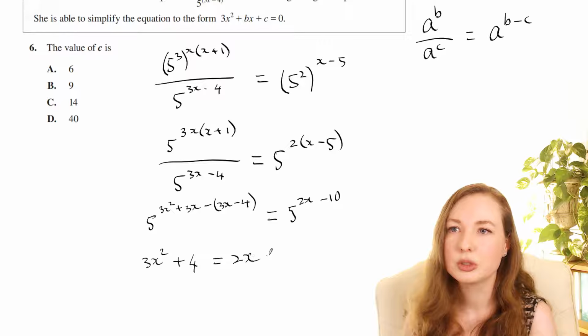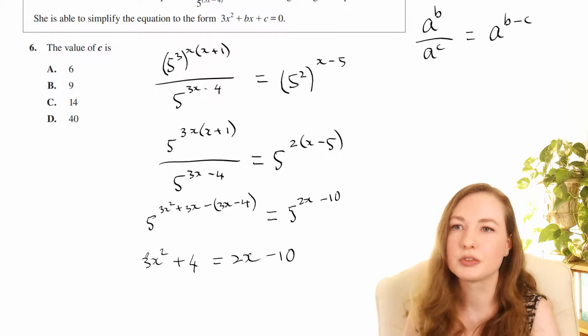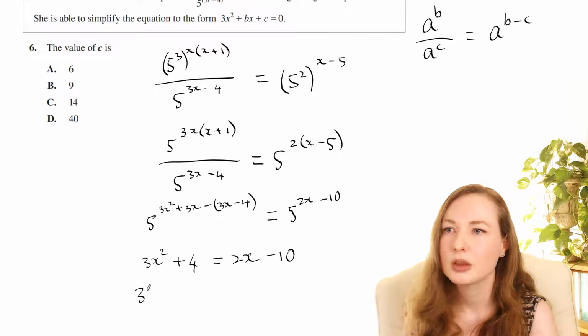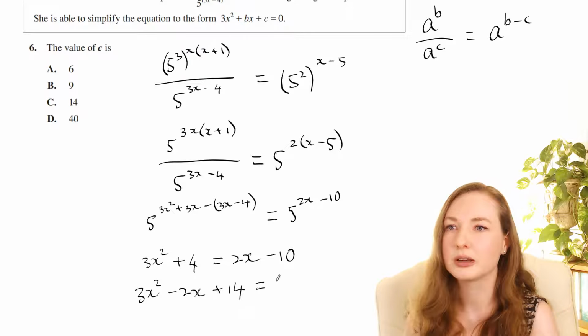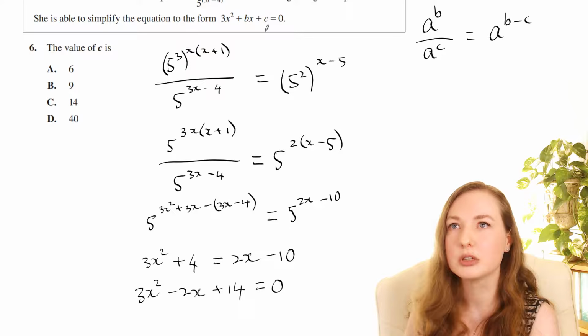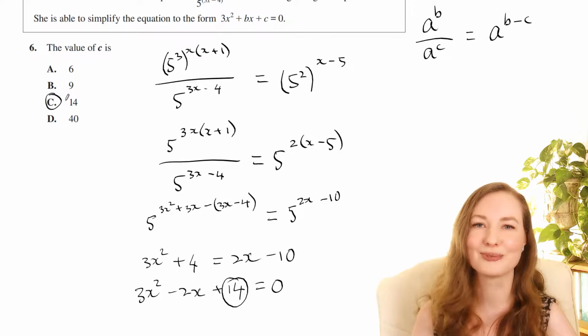equals 2x minus 10. And then they wanted it in this form, so we just have to shift everything over to the left. So we'll have 3x squared minus 2x, and then we'd be adding 10 to both sides, so plus 14. And then all they wanted to know was the value of c, so the value of the constant there, which is the 14. So C is the answer to that one.